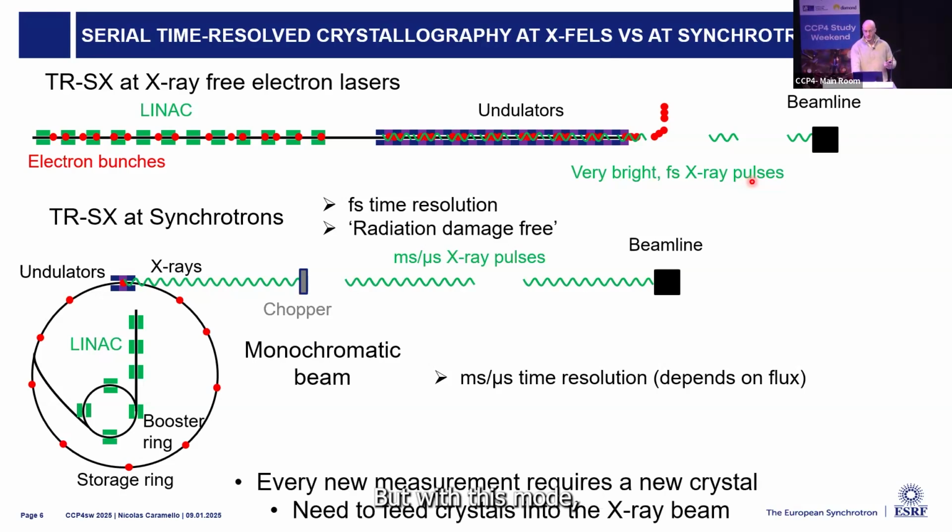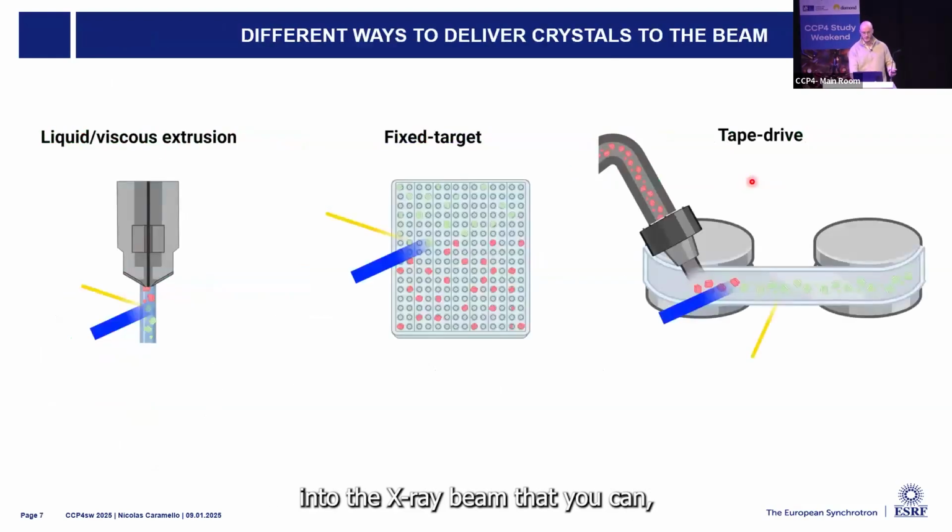But with this mode, you need a new crystal for every new measurement, and you need to find a way to fit them into the X-ray beam. You can categorize the crystal delivery systems that we use in time-resolved crystallography into 3 broad categories.